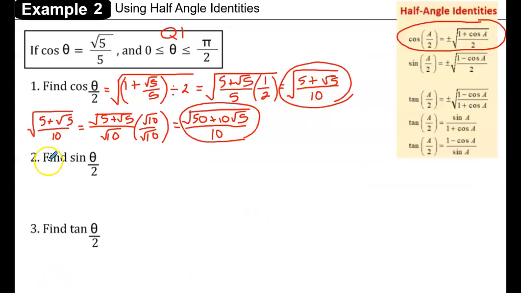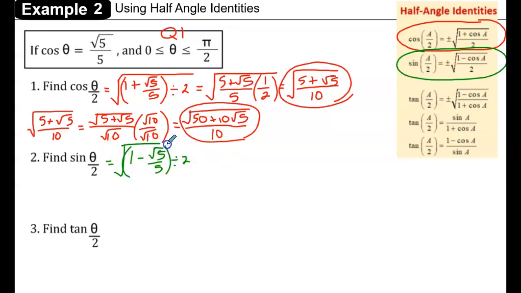In problem 2, we want to find the sine of theta over 2. So now we're using the sine of the half-angle identity, and since we're in quadrant 1 again, we're going to keep the positive square root. This is going to be equal to the square root of 1 minus the cosine, which is the square root of 5 over 5, and that's divided by 2.